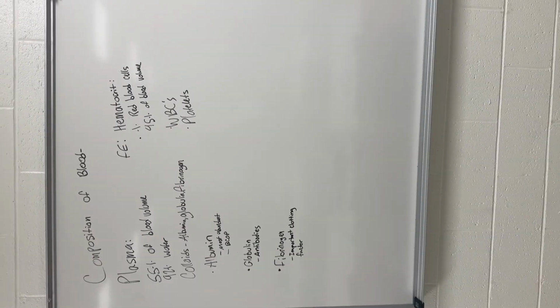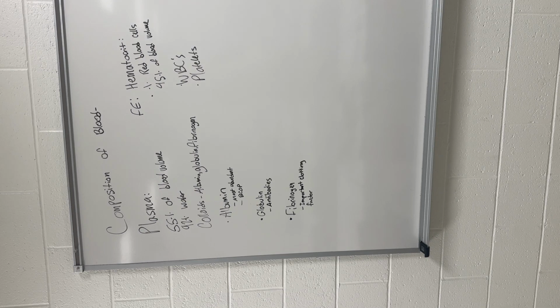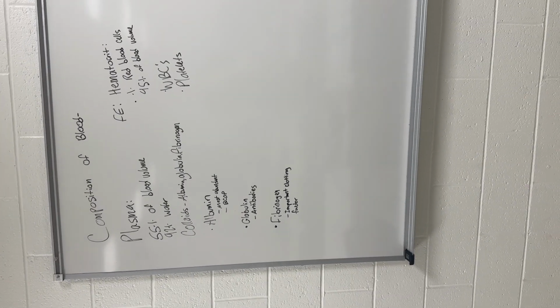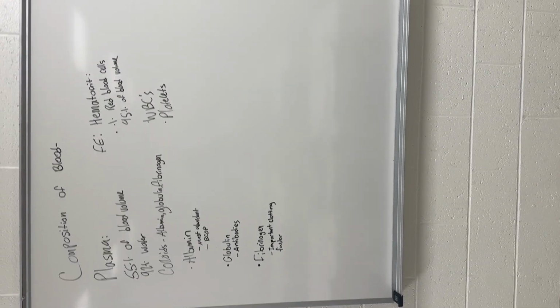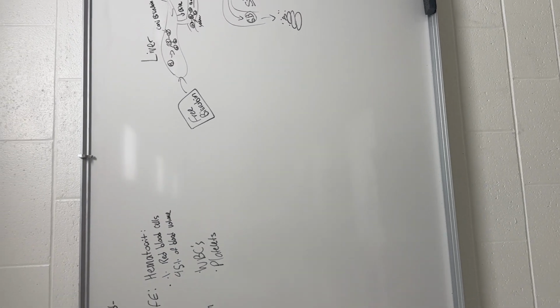Our albumin is going to be our most abundant protein in the plasma. It is going to establish our blood colloid osmotic pressure. Our globulin carries antibodies, and then the fibrinogen is going to be an important clotting factor in hemostasis.